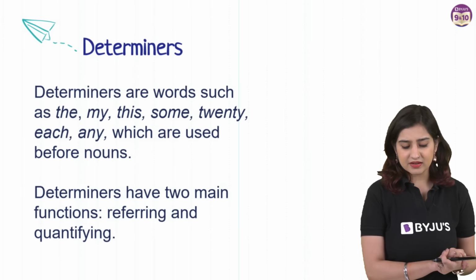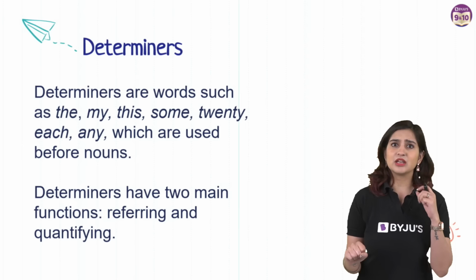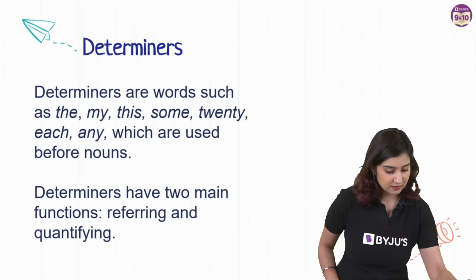All right, so what are determiners? There are many types of words, such as my, this, some, 20, each. Lots of variety we have in determiners. But you need to remember their purpose. Their purpose is to refer and to quantify, okay?